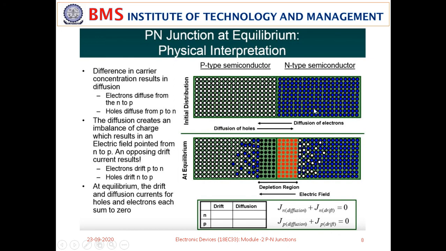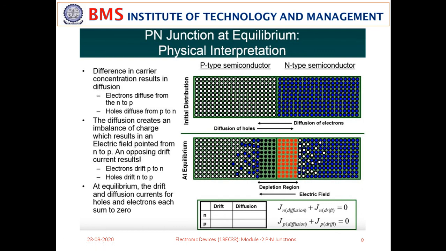Diffusion will happen now. After diffusion, you can see that electrons from the n side keep moving to the p side. You can see the blue color dots getting filled here, and oppositely the white dots start moving from p side to n side. You can see a few white dots here. This is called diffusion. So, diffusion current direction is p side to n side, because diffusion of holes happens from p to n, diffusion of electrons happens from n to p, and diffusion current flows from p to n.